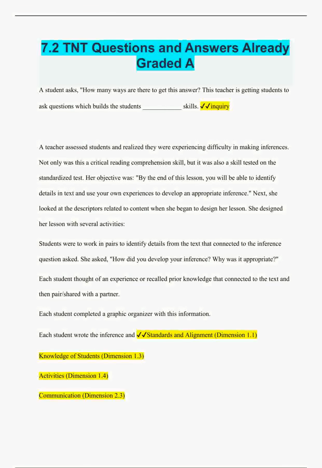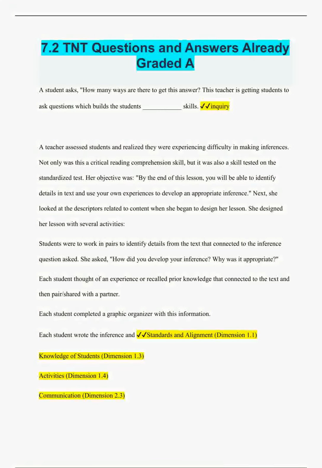Next, she looked at the descriptors related to content when she began to design her lesson. She designed her lesson with several activities. Students were to work in pairs to identify details from the text that connected to the inference. Question asked. She asked, how did you develop your inference?